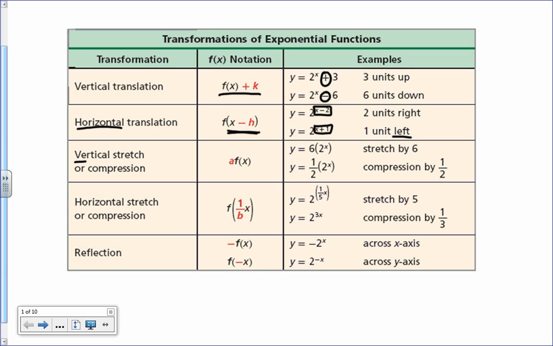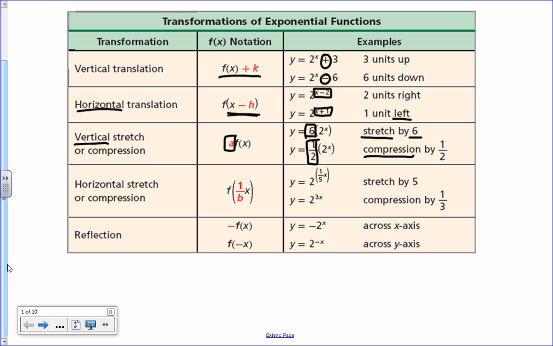Next one, vertical stretch. It's vertical because the number being multiplied is outside. It's a stretch or compression due to multiplication. So this first one, that 6 is outside of a parentheses with 2 to the x. That's a vertical stretch by 6. If you have a fraction out there like 1/2, that's a compression by a half. Again, this is all review from last week.